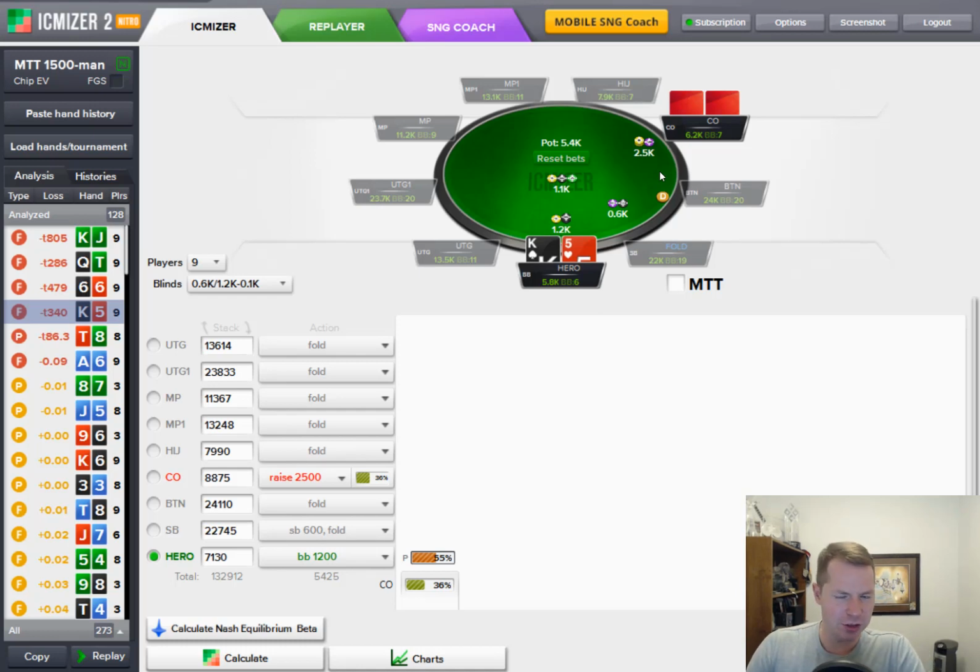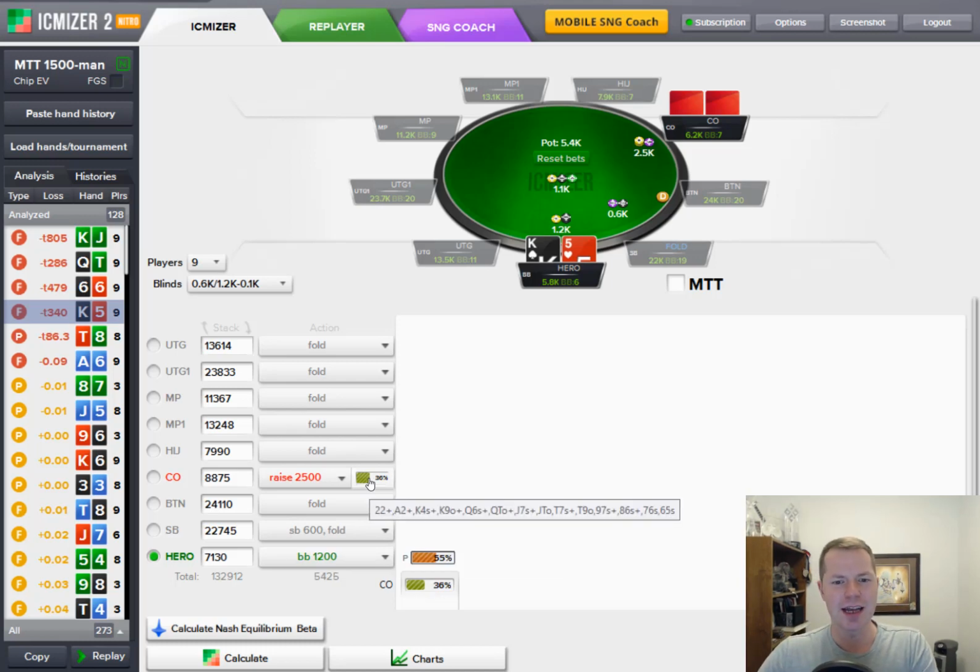Here's another one where you can certainly go many ways. One thing ICMizer does not take into account is if you should be calling in these situations. So here, I folded, and it's suggesting I should go all in over a min raise from a 7 big blind stack. And that's because it has this player raising 36% of hands, and it has him calling off with everything.